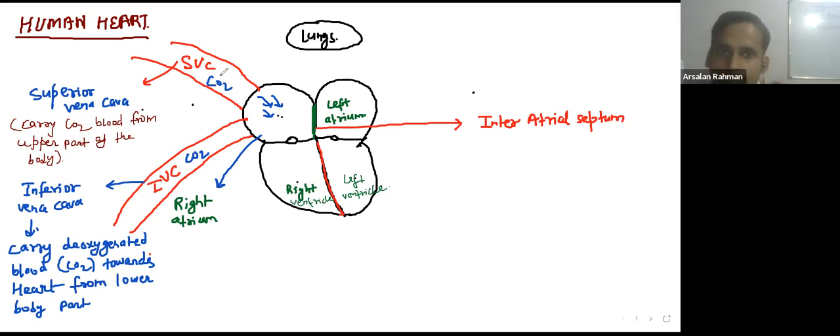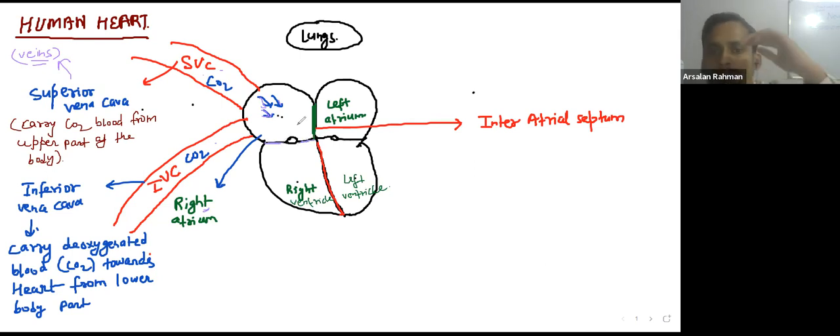Now what will happen? Superior vena cava and inferior vena cava are blood vessels. These are basically veins. There are two types of blood vessel: one is called vein and second one is called arteries. The superior vena cava and inferior vena cava will take CO2 blood and pump this CO2 blood inside the right atrium.